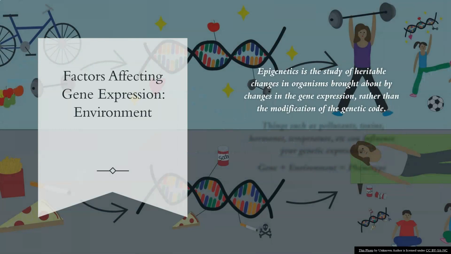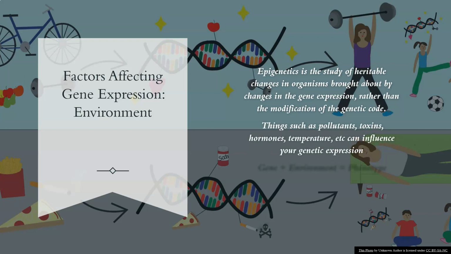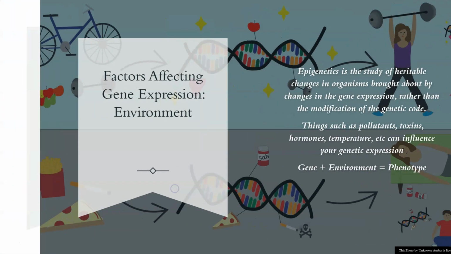So the effect of environment on gene expression. So we're looking at this concept now of epigenetics, and this is the study of heritable changes in organisms brought about by changes in gene expression rather than the modification of the genetic code. So things such as pollutants, toxins, hormones, temperature, etc. can influence gene expression. Genes plus environment equals your phenotype.